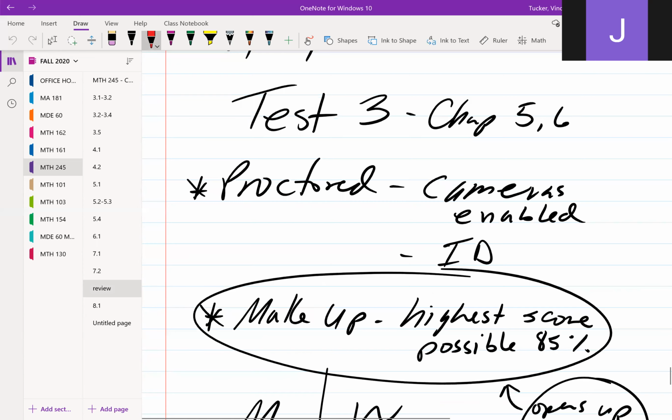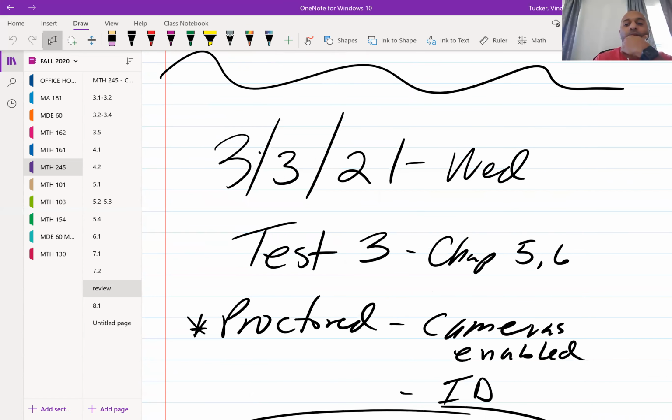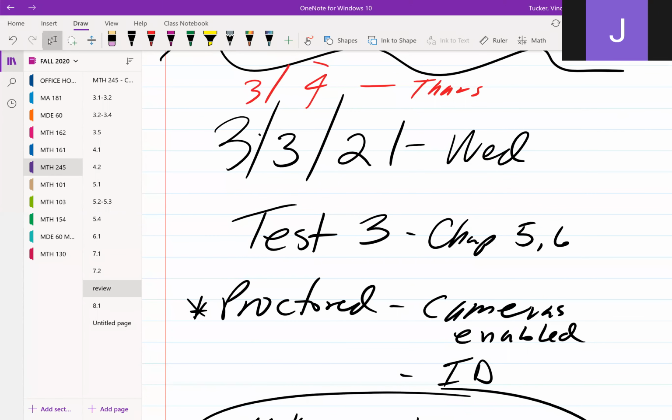All right. So we're talking about test 3 for you guys. We haven't done any proctored test yet. We did test 1 and test 2, and I just gave it to you on MyMathLab. So this test, we will do the proctored option. That's going to be 3-4 for you guys, and that's going to be on Thursday, March 4th. So that's next Thursday. It'll be on chapters 5 and 6.